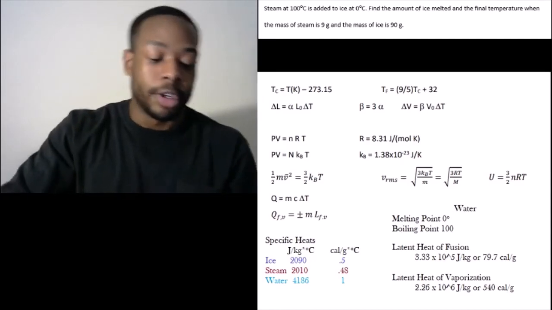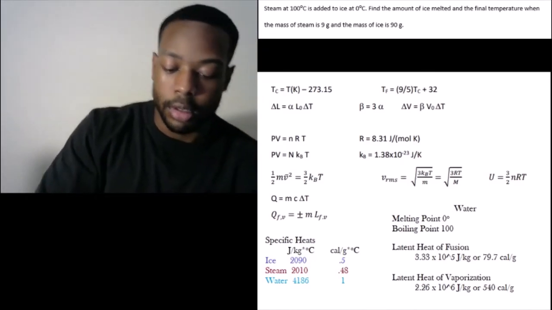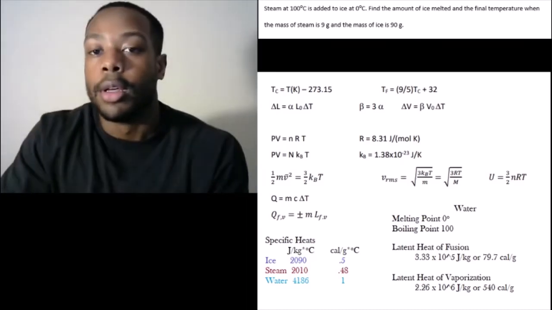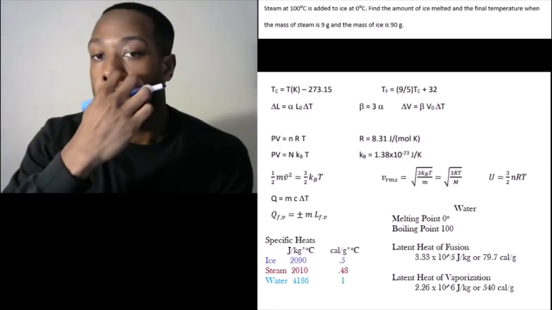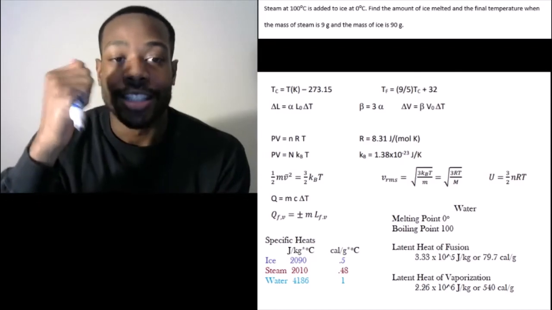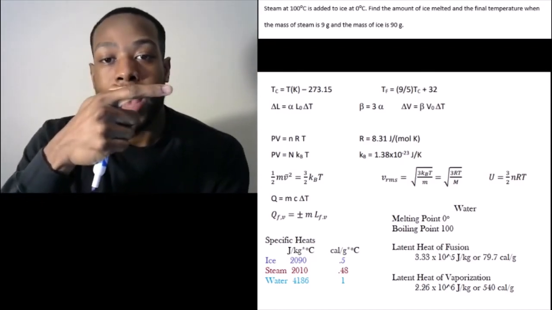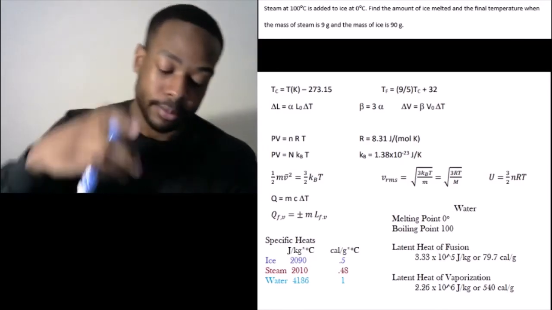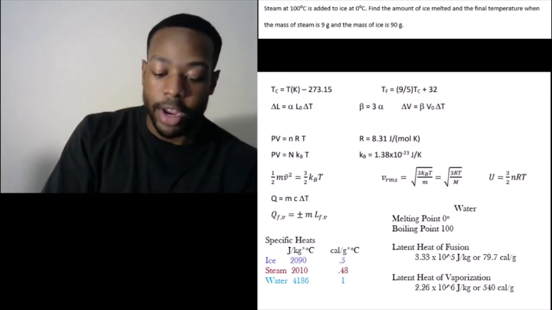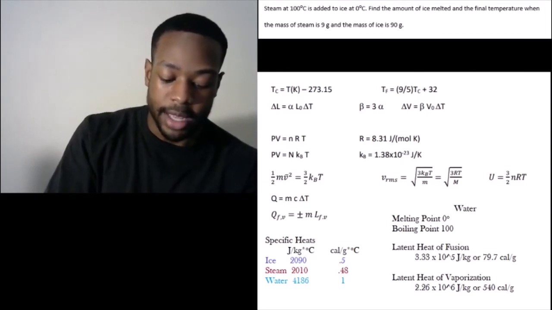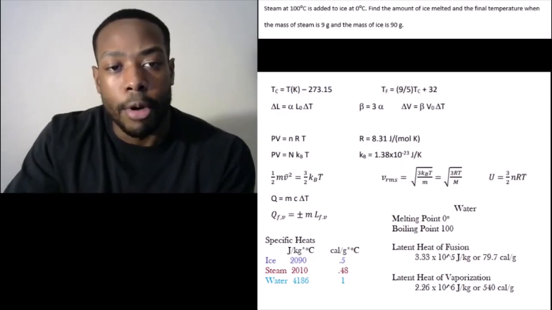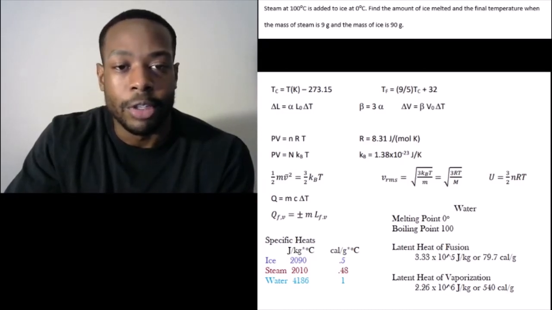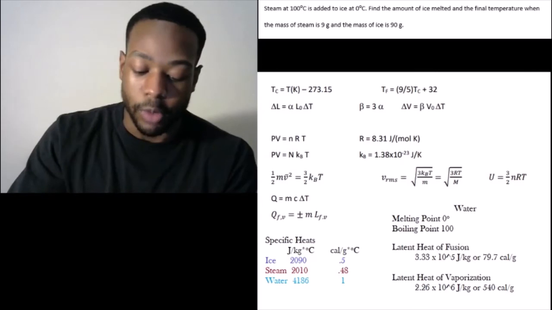So of course the steam is at 100 degrees Celsius, and the ice is at 0 degrees Celsius. Let me just write that down. You want to find the amount of ice that's melted and the final temperature when the mass of steam is 9 grams and the mass of ice is 90 grams. So mass of the steam is 9 grams, mass of the ice is 90 grams. You know me, I like to use the calorie per gram values. So we're going to use those. It's a little easier as far as math goes and better looking numbers as well.